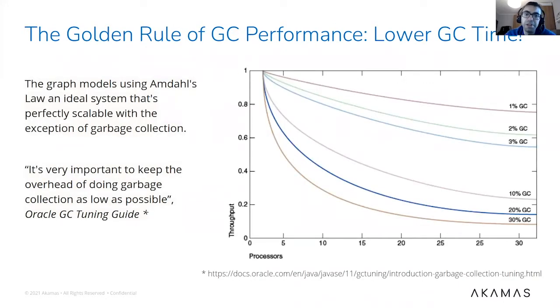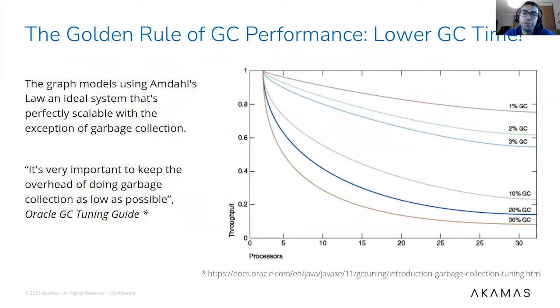So here is the golden rule of Java garbage collection performance. You need to lower garbage collection time. If we think about it, it makes total sense. If we decrease the garbage collection time, we will get higher throughput, meaning that the application threads can run for more time without being stopped.